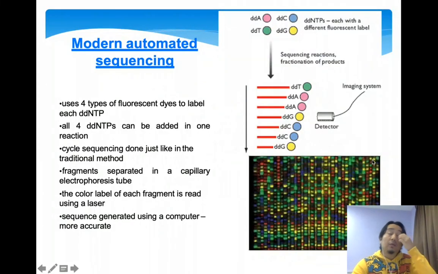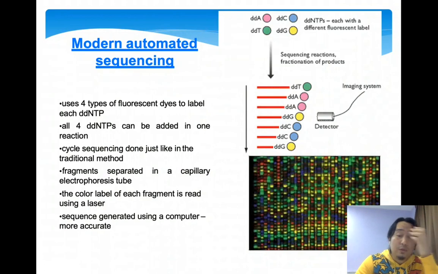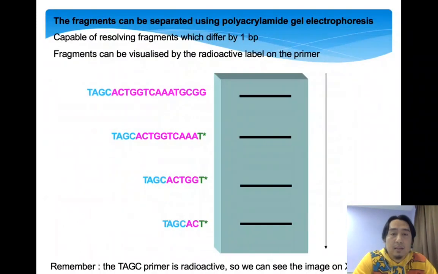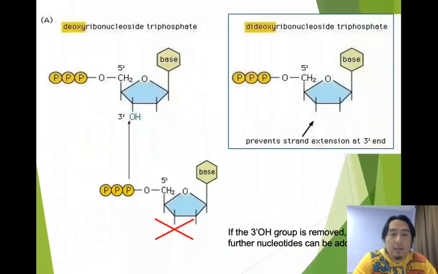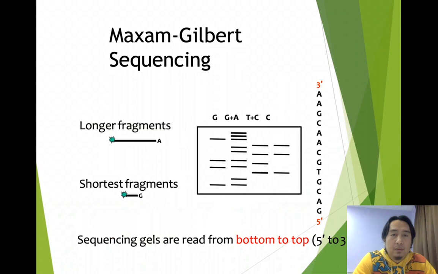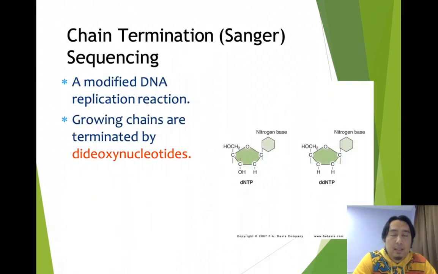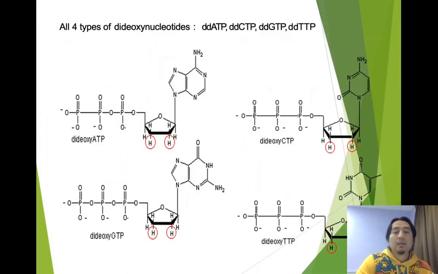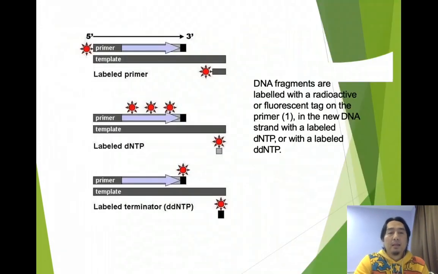Right. So for last week's class, I already explained to you about the basic sequencing methods, which consist of two methods. The first one is Maxam-Gilbert sequencing. It's based on chemicals, and the second one is the Sanger method, which is based on chain termination sequencing.